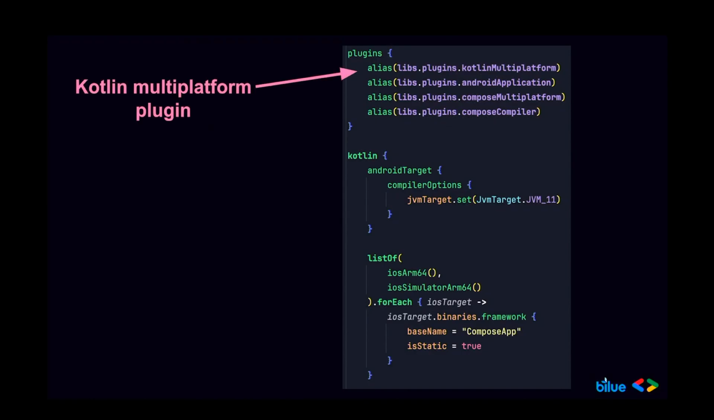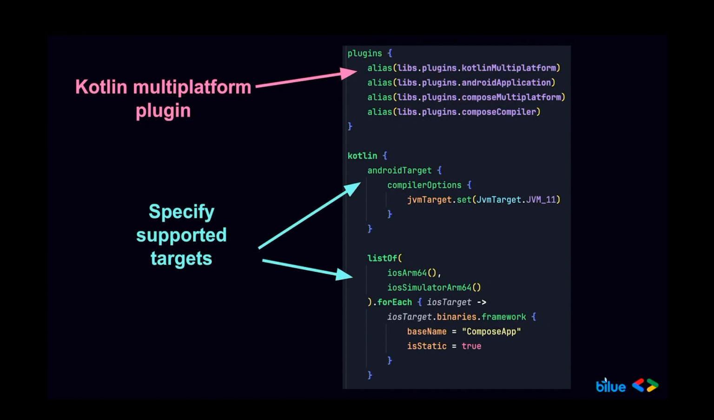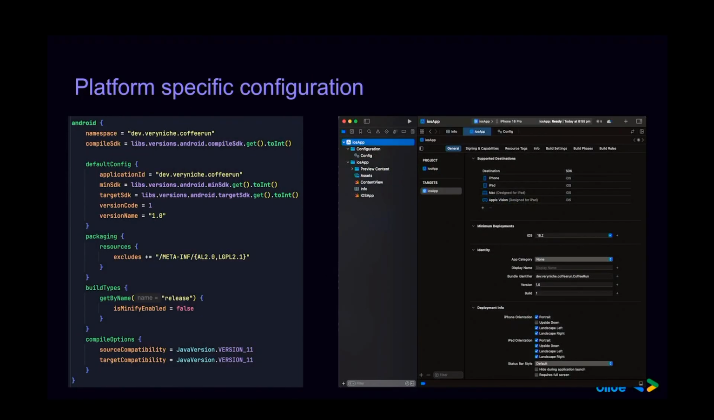We have our Kotlin Multiplatform plugin. That's important. And then we have our specified supported targets. So I'm supporting, in this case, Android and also iOS. For iOS, we need to list the ARM device and also the simulator separately. And then I have platform-specific configurations. So the Android one on the left there, that looks pretty normal. We've got our default config, build types, all the things you might be used to if you're an Android developer.